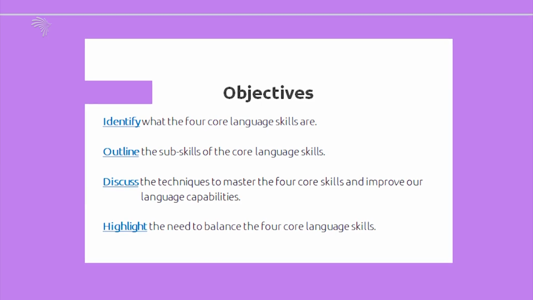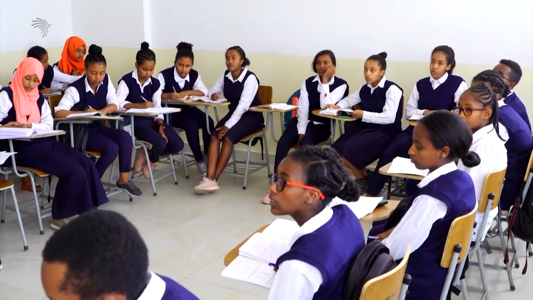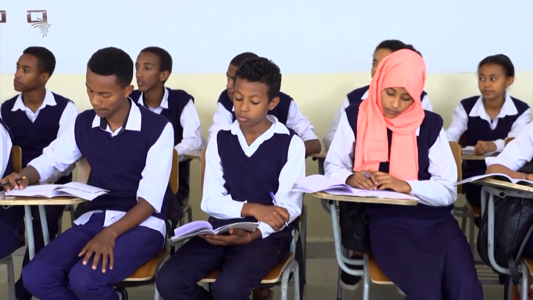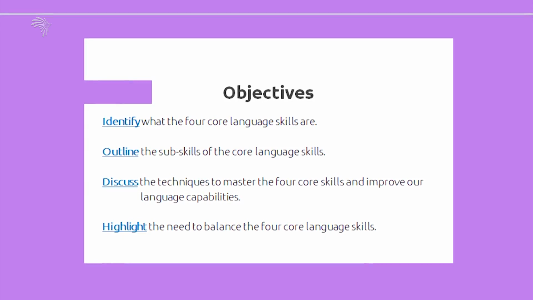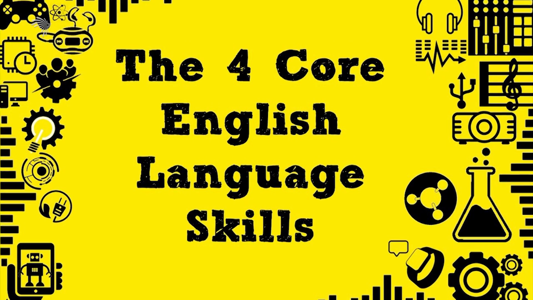The objectives for today's lesson are: first, identify what the 4 core language skills are, and second, we will outline the sub-skills of the core language skills, and third, we will discuss the techniques to master the 4 core skills and improve our capabilities in language, and fourth, we will highlight the need to balance the 4 core language skills.